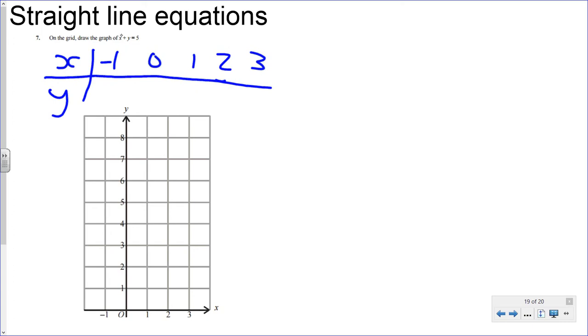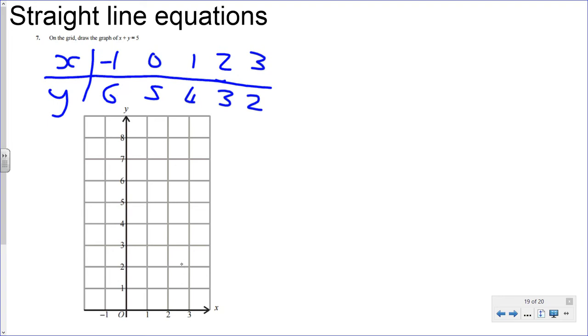When x is 3, y has to be 2, because 3 plus 2 is 5. When x is 2, y has to be 3. When x is 1, y has to be 4. When x is 0, y has to be 5. When x is -1, y has to be 6. So here I've now got some coordinates, and I need to plot these down here.